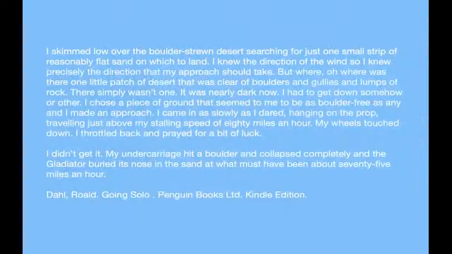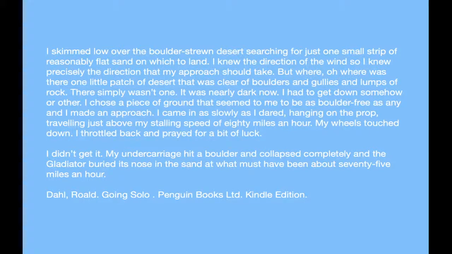And I imagine his experience is both that searching, long experience, that flying over where to land, and then that short dynamic. Is it there? Is it there? The writing here is trying to imitate the action. The best writers in the world try to imitate the feeling. Let's have another look. "I skimmed low over the boulder-strewn desert, searching for just one small strip of reasonably flat sand on which to land. I knew the direction of the wind, so I knew precisely the direction that my approach should take." Again, long sentences. There's a drawn-out sense here.